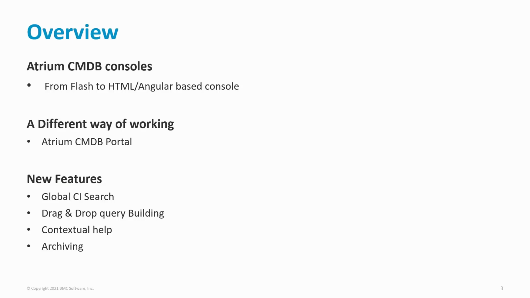Some of the new features of the new CMDB portal include global CI search, where we can search for a particular CI or a group of CIs from anywhere on the console. A drag and drop query builder, where you don't need to be familiar with the Remedy search language. Contextual help, where help is at hand anywhere on the console, depending on which function you're trying to action. And archiving, where we can move unused data to another part of the system to help with optimization and regulatory requirements.